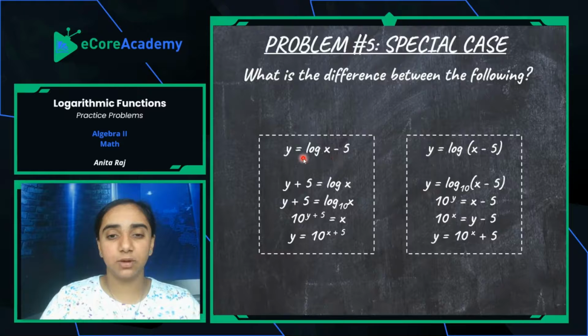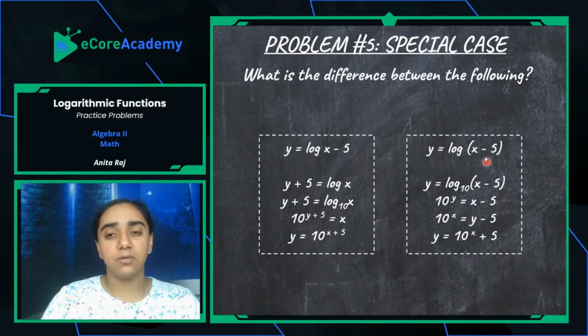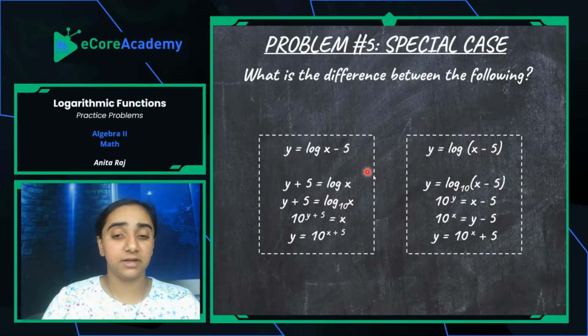You can see here we have y equals log of x and then minus 5. So log x minus 5. And then here we have y equals log of (x minus 5). So there's a set of parentheses here, and there are no parentheses here. What is the difference between these two? Well, we can show the difference by finding the inverse.